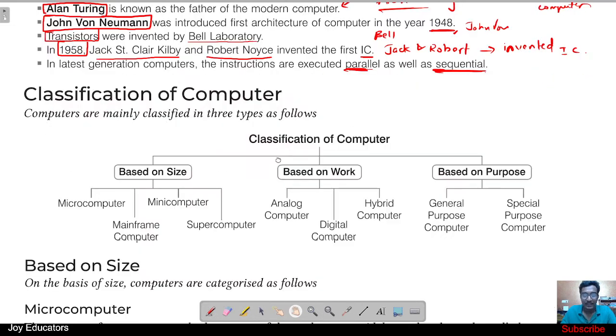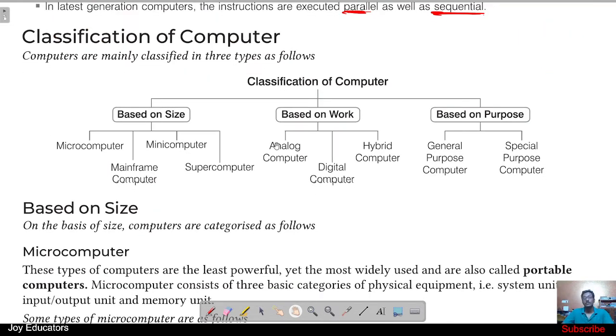So let us go to the classification of computers. Computers are mainly classified on three bases: size, work, and purpose. You may ask, what is size, what is work, what is purpose? Nowadays people think about two things only: either you are using it for work, or for gaming, or at home. These things are classified that way nowadays, but actually we should classify by three things.